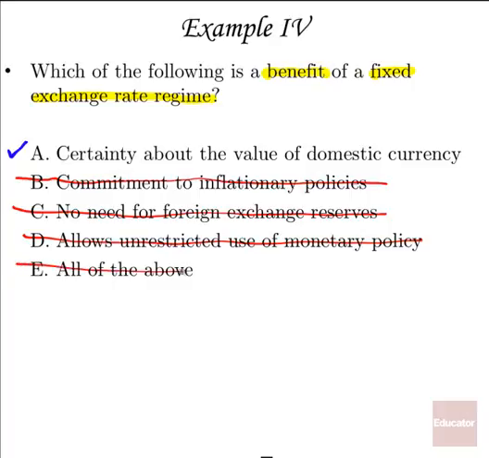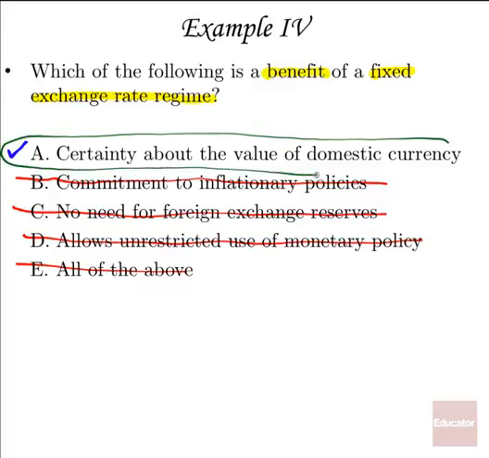Or all of the above. That's not true. So the correct answer is A. The good thing about a fixed exchange rate regime is that the certainty about the value of domestic currency is not really called into question. You can take a look at that and say, wow, a dollar equals 1 euro, and that's the way it is. But in today's day and age, you have rapidly changing currency, but you take the good with the bad.